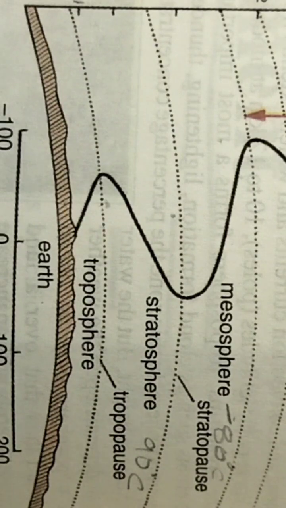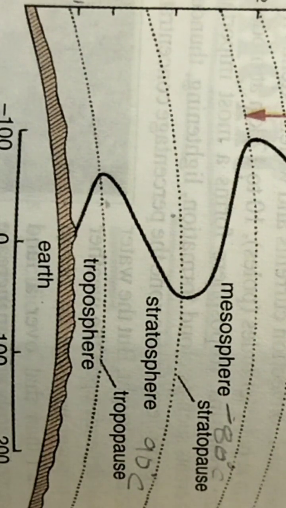So the temperature increase in the stratosphere is due to the high concentration of ozone in this layer. Polar stratospheric clouds can be observed in the winter polar stratosphere between 15 and 25 kilometers height. Stratopause separates the stratosphere from the next layer, which is the mesosphere.